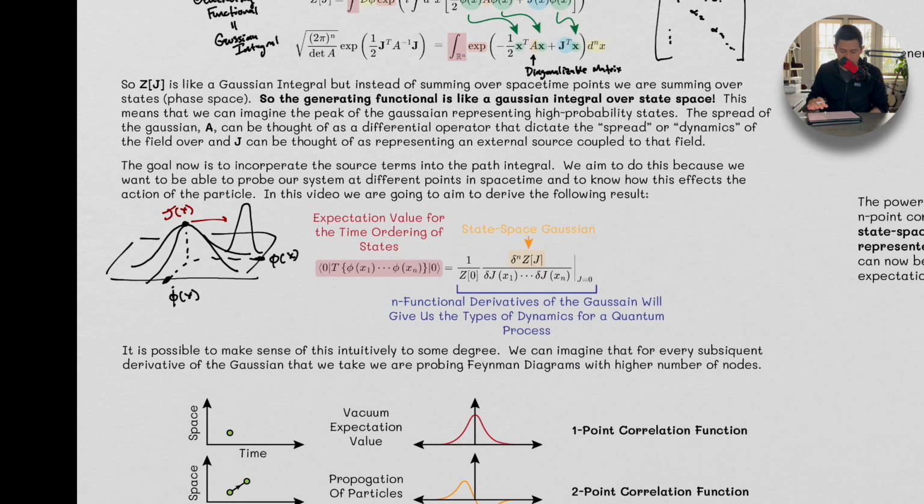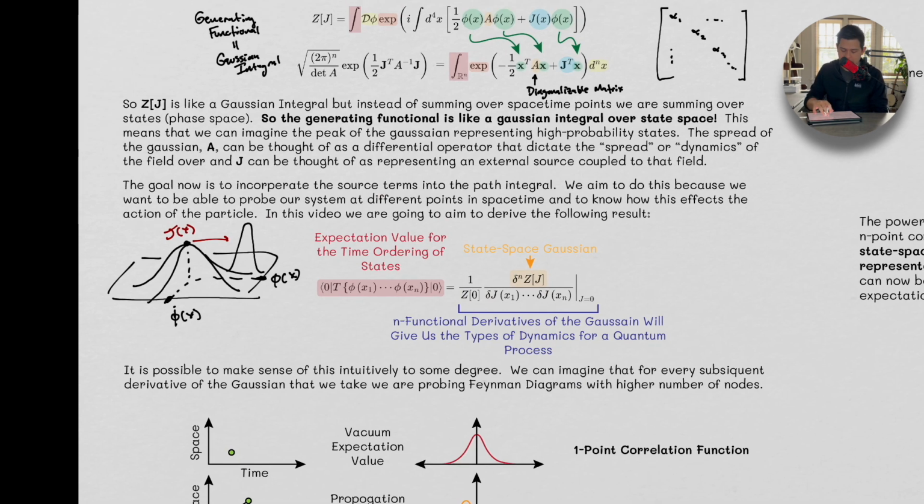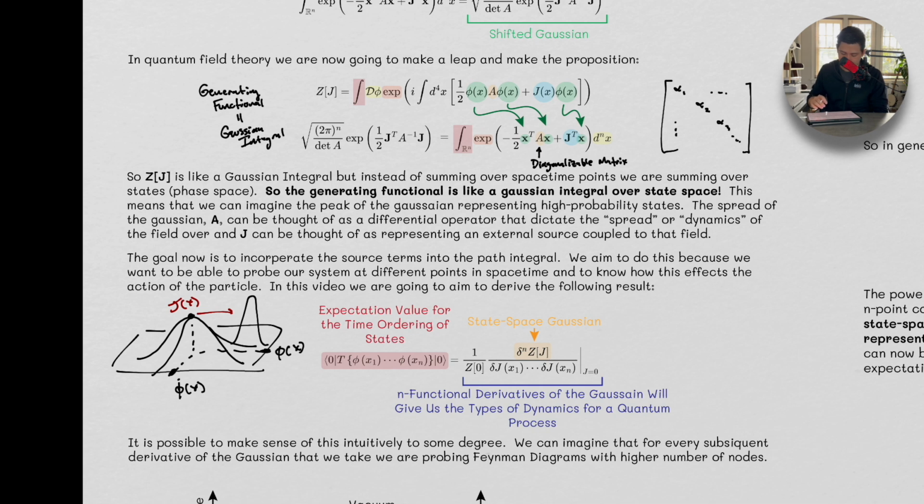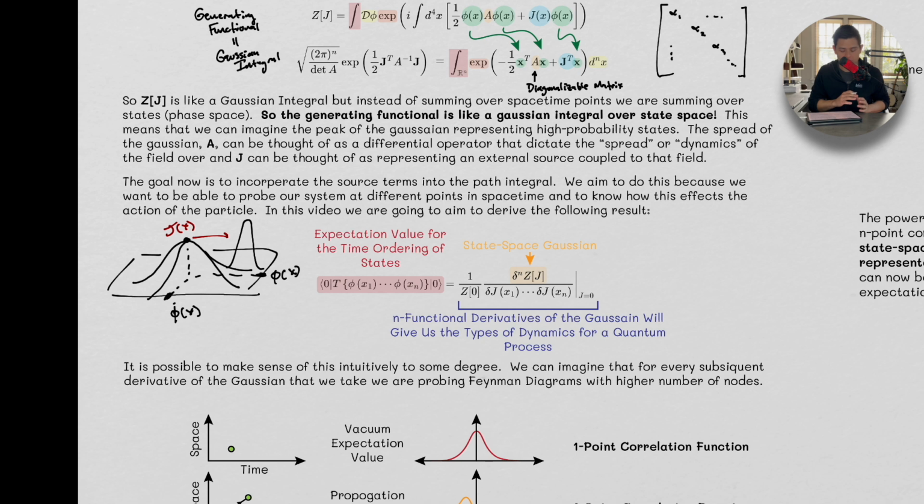Okay, so the goal now is to incorporate the source terms into this path integral. Right, so we have the source terms here. We're going to aim to do this because we want to be able to probe the system, like we said before, at different points in space-time, and to know the effects on the action, or on the dynamics, of this particle. When we say action, we mean the term S, right? So S is the action.